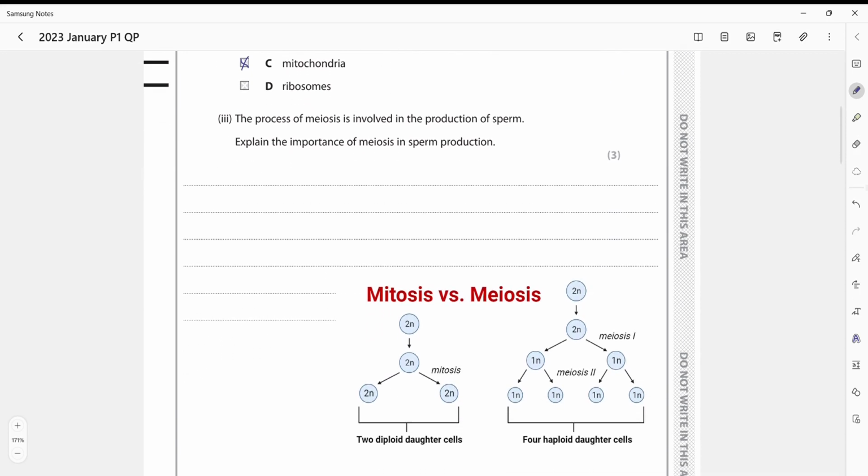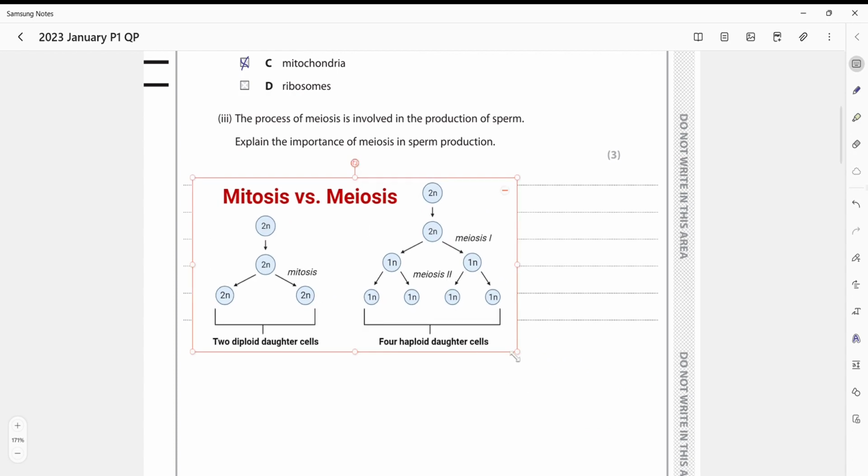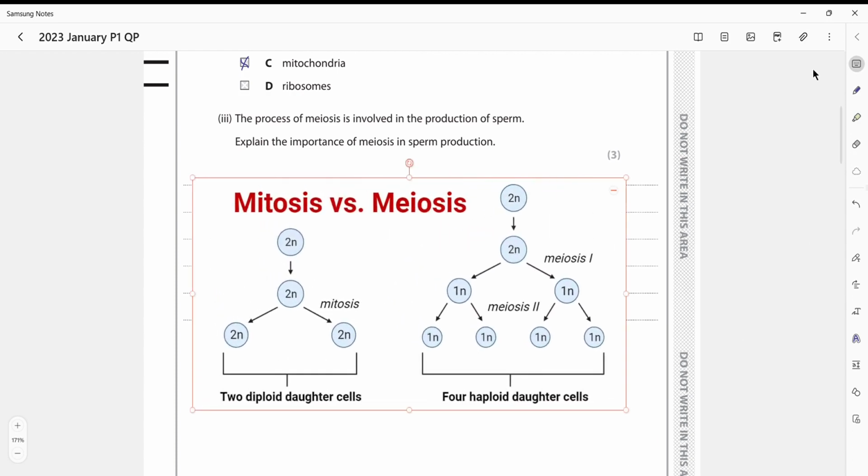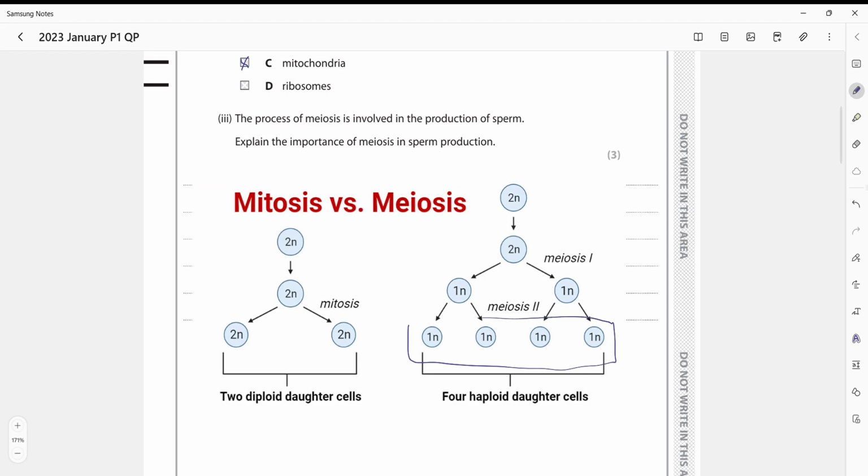And the process of meiosis is involved in the production of sperm. Explain the importance of meiosis in sperm production. I've included a diagram here, but let me just make this one a little bit bigger. On the right, we have meiosis. Meiosis ensures that you form these haploid cells, which would contain half of the number of chromosomes that we have in our body cell.